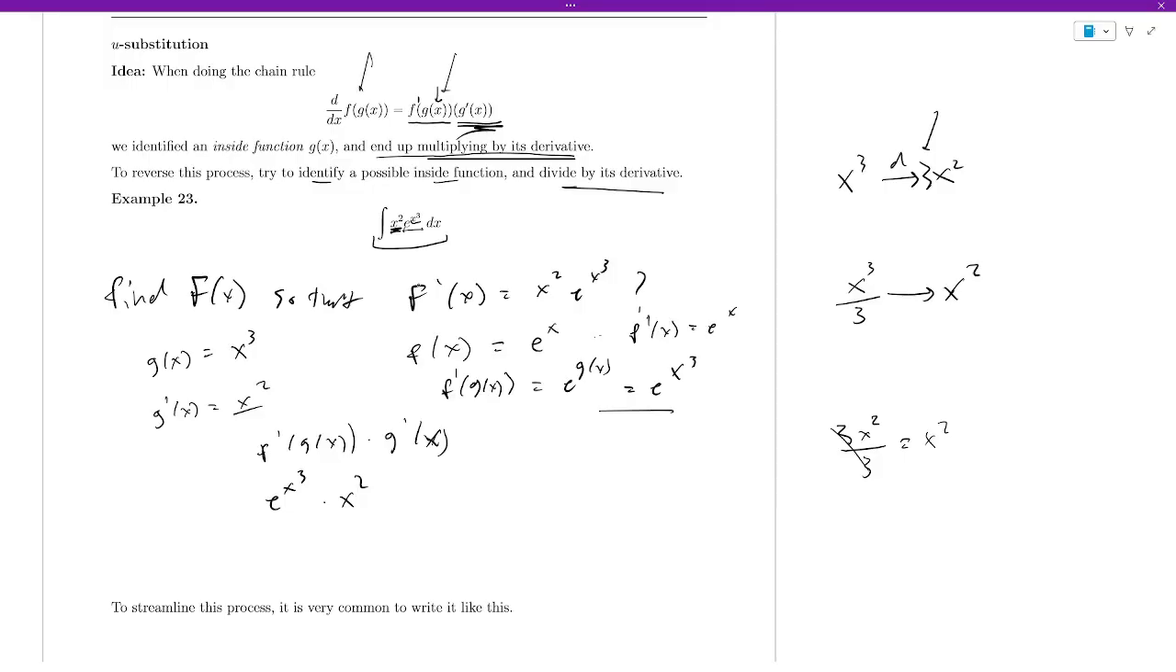We know that by the chain rule, this expression is the derivative of something, which means that this something, this f of g of x, is the antiderivative of this expression. So what is our f of g of x? It is e to the x, that's our f of x, but I'm plugging in g of x, and so that looks like e to the x cubed.